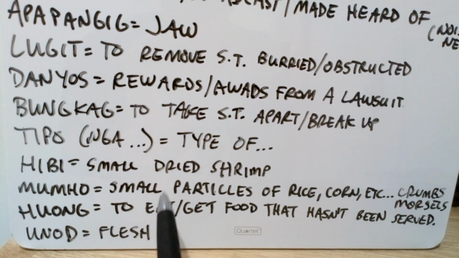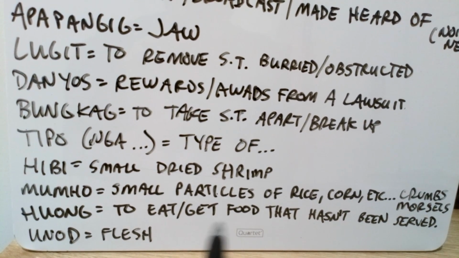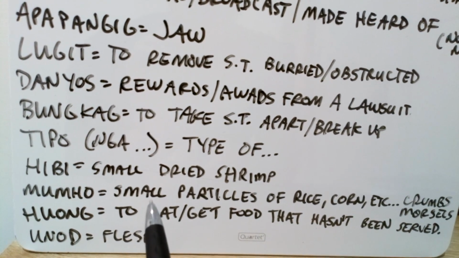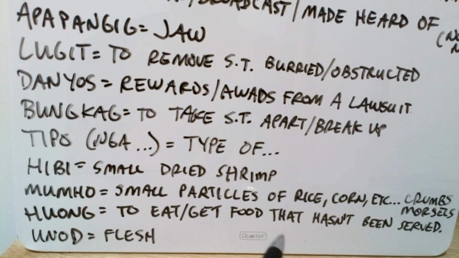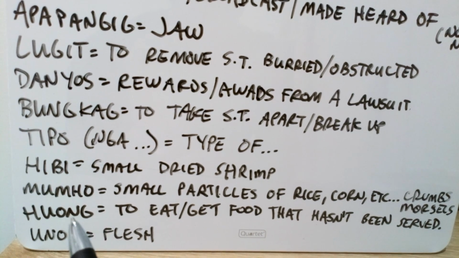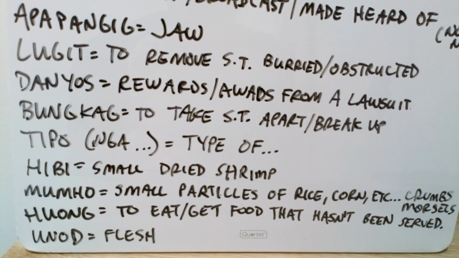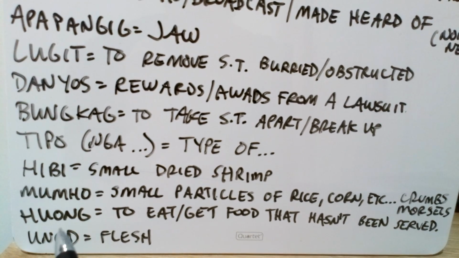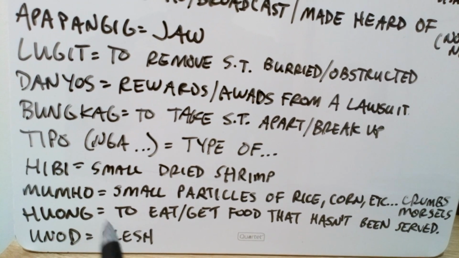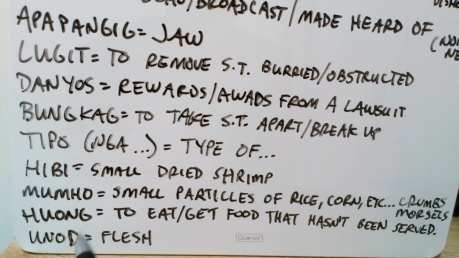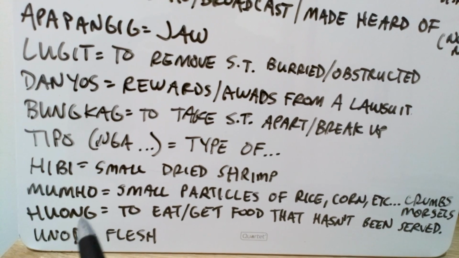Huong means to eat food that hasn't been served, or get food that hasn't been served. Like you're eating straight from the pot, straight from the pan, straight from a serving dish that hasn't even been served yet, right? Huong, right? Usually this is for really hungry people. We describe this for greedy people, selfish people, hungry people who are dying of hunger.